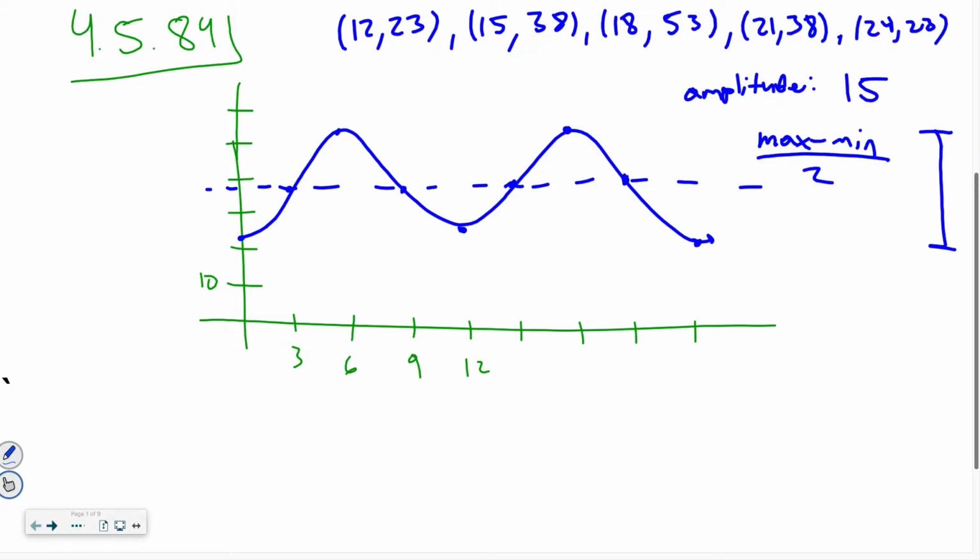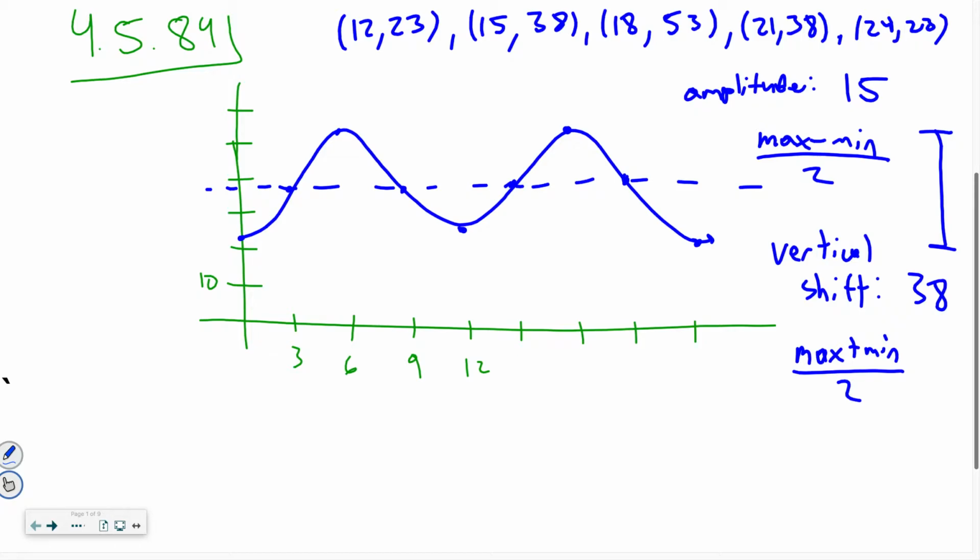Right, now another thing we can look at, our vertical shift. Well, where is our midline at? 38. So our vertical shift is going to be up 38. How can we do that in general? Do you agree with me that 38 is the average of the peaks and the valleys? How do I find the average of two numbers? Add them up, divide by 2. So max plus min over 2.